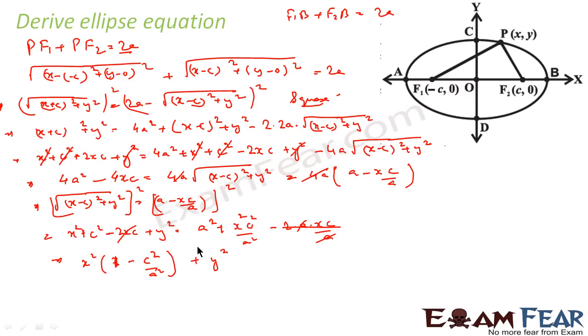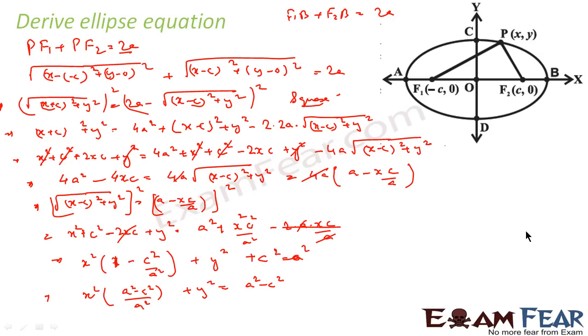Correct? Plus c square is equal to 0. Sorry, this is plus c square is equal to a square, not 0. So what we get here is x square into, this will be a square minus c square, correct, by a square plus y square is equal to a square minus c square.